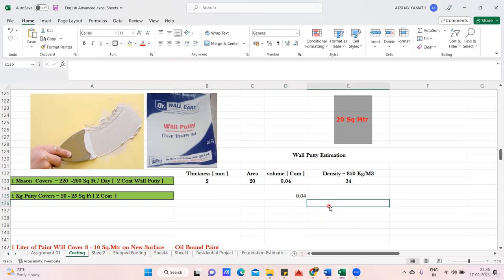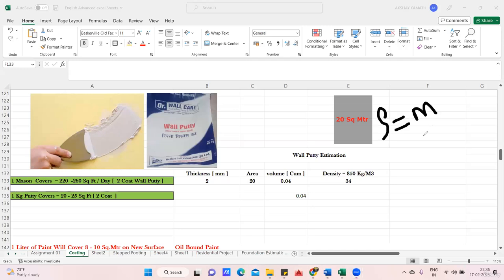So this is volume. We need to understand the density, which you can see on the wall putty bag. The density of the wall putty is 850 kg per cubic meter. That means if I have a cube of 1 meter by 1 meter by 1 meter and I fill wall putty into that, it will weigh around 850 kg. That is 850 kg per cubic meter is the density. So we know the formula that density is equal to mass by volume.